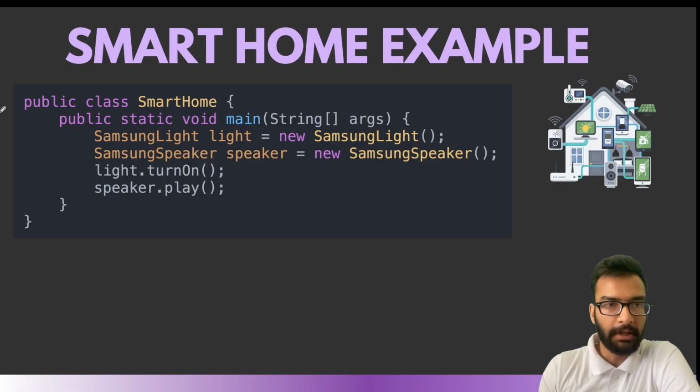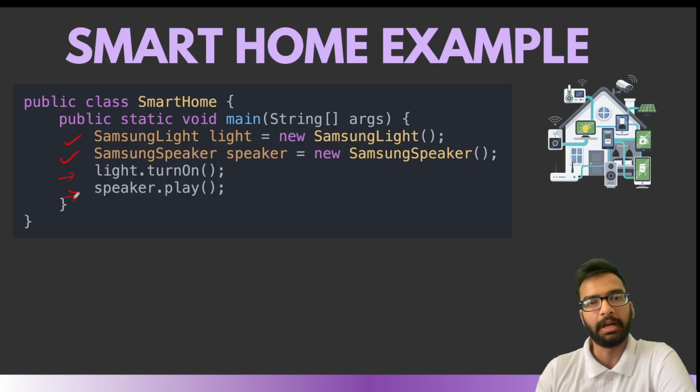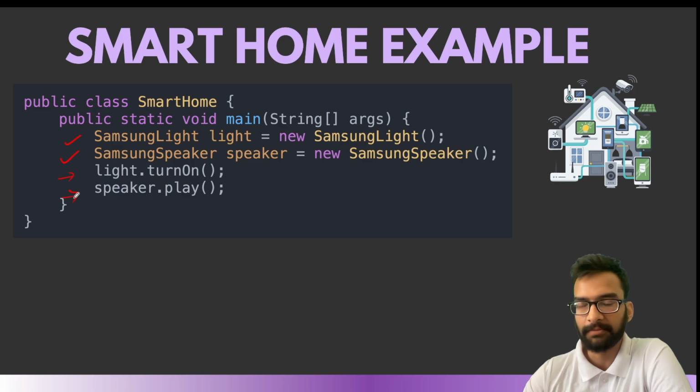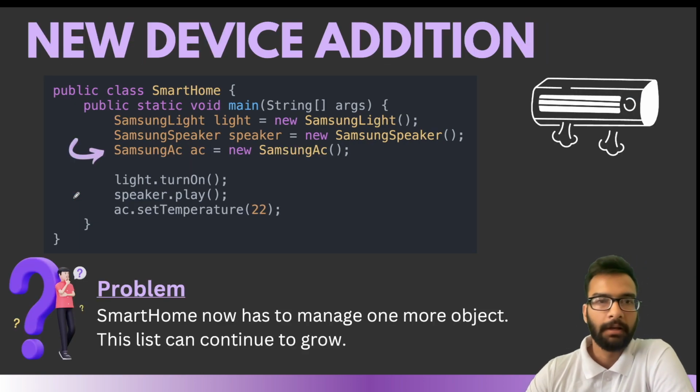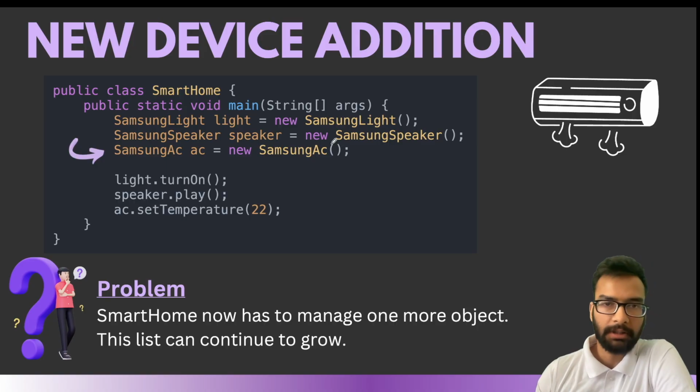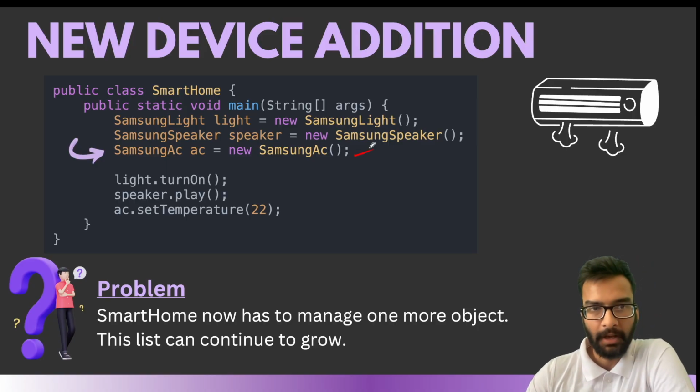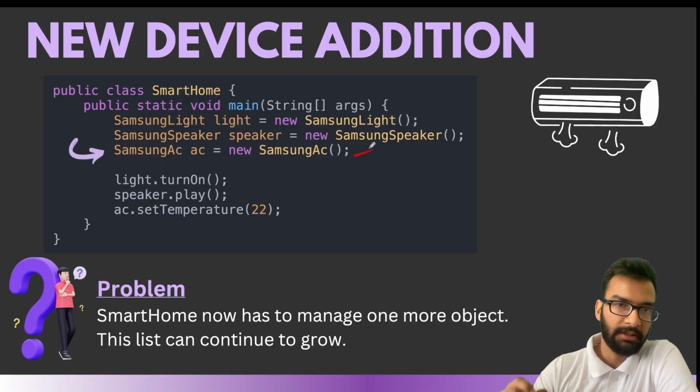So how will you build it? You have a Samsung light, you have a Samsung speaker, and then you are calling light dot turn on and speaker dot play to start those objects which are managed by the smart home. Now let's say you have a third device, a Samsung AC. So now you have to manage three objects.